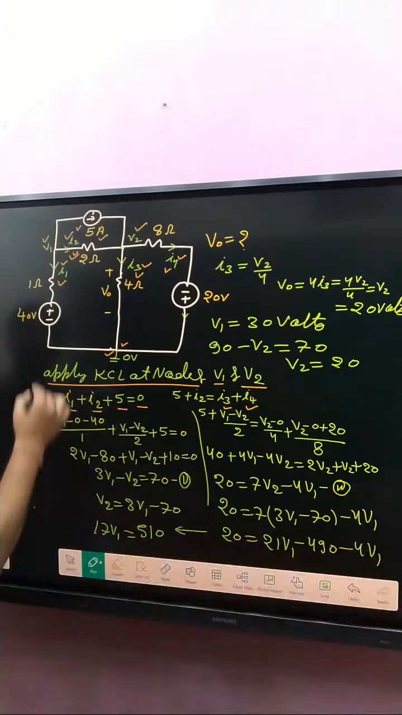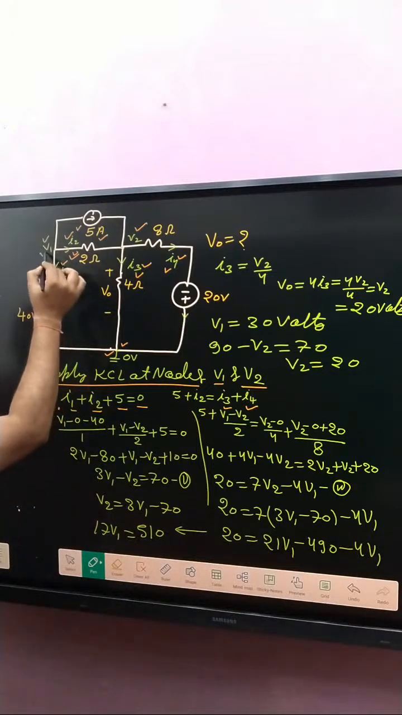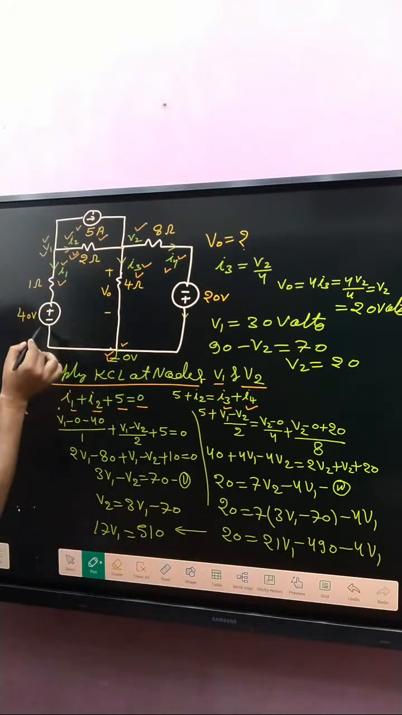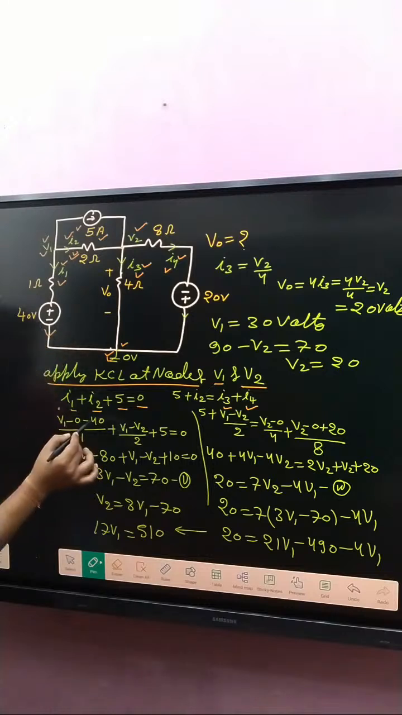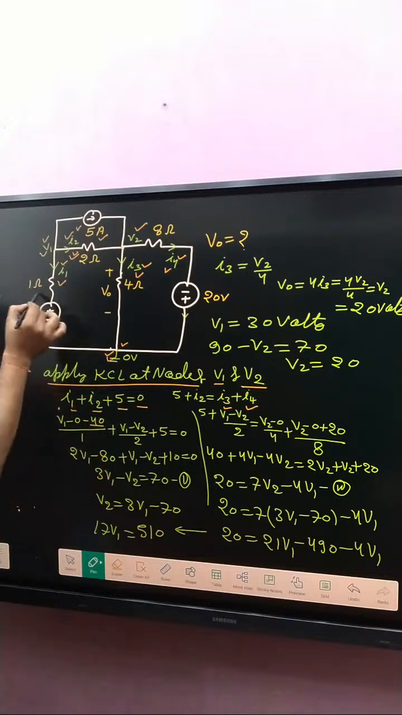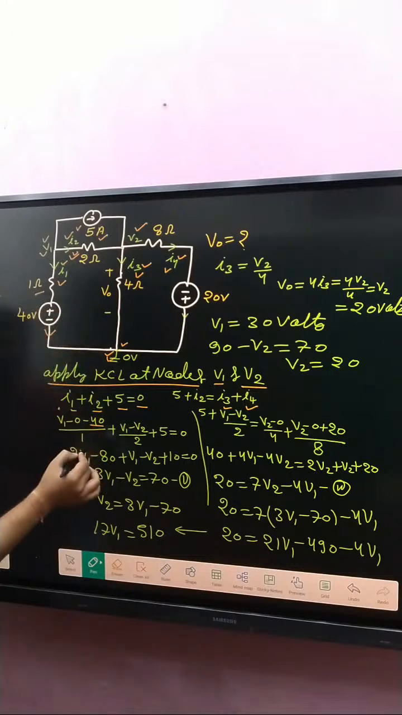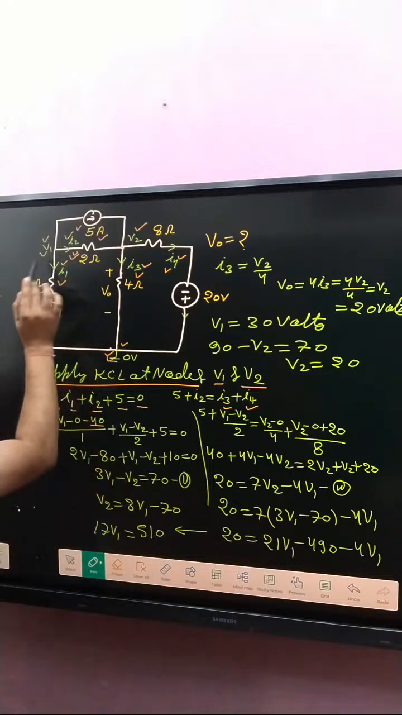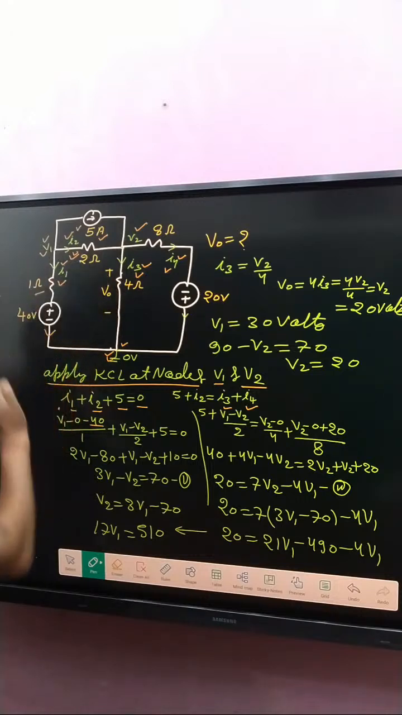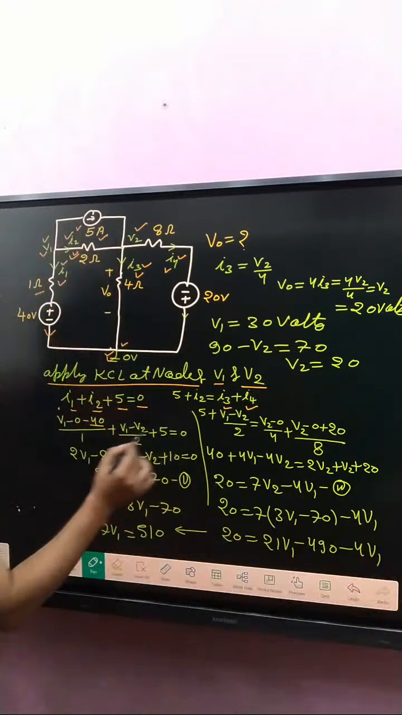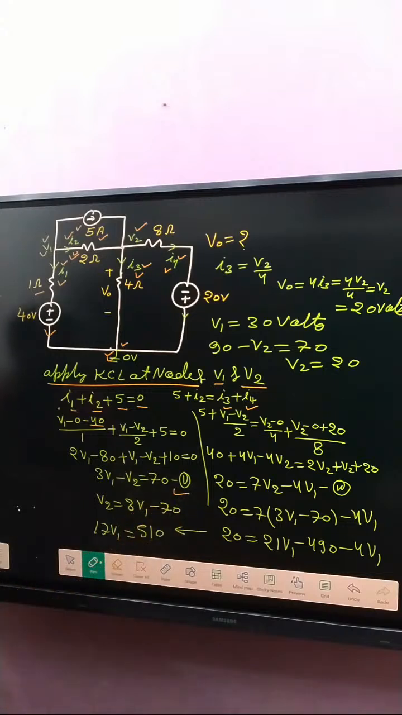After that, what about I1? I1 means V1 minus 0; the current leaves from the negative terminal, so minus 40 divided by how much resistance in this branch? 1 ohm. After that, I2. I2 is written V1 minus V2 divided by 2 plus 5, this is equal to, after solving this one, we got equation number 1.